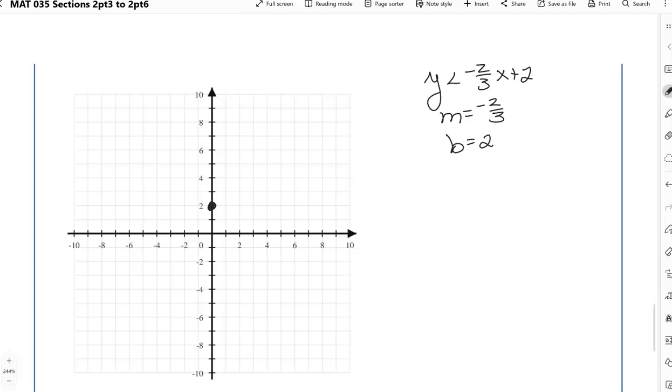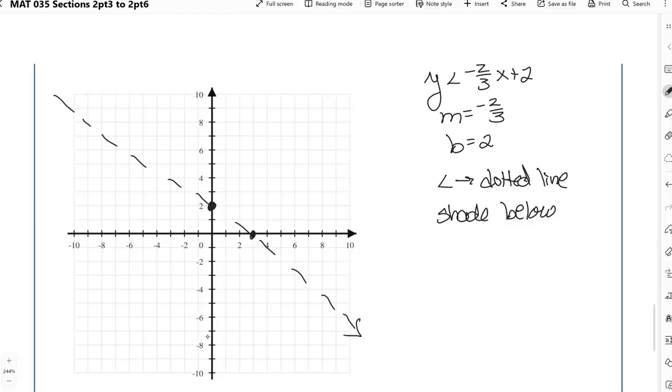The slope is -2/3, so I'm going to move down 2. I'm going to put the negative at the top, to the right 3. Okay, since it's negative, I know it's falling. I know I'm looking at less than, which means a dotted line. Less than means shade below. Dotted line, shade below.